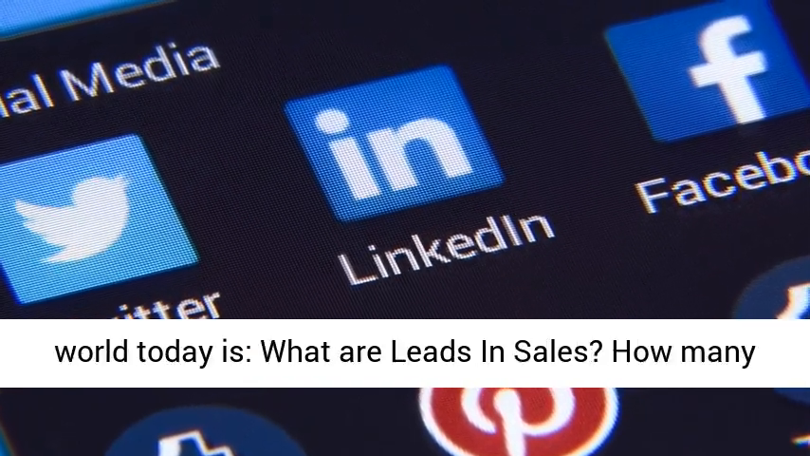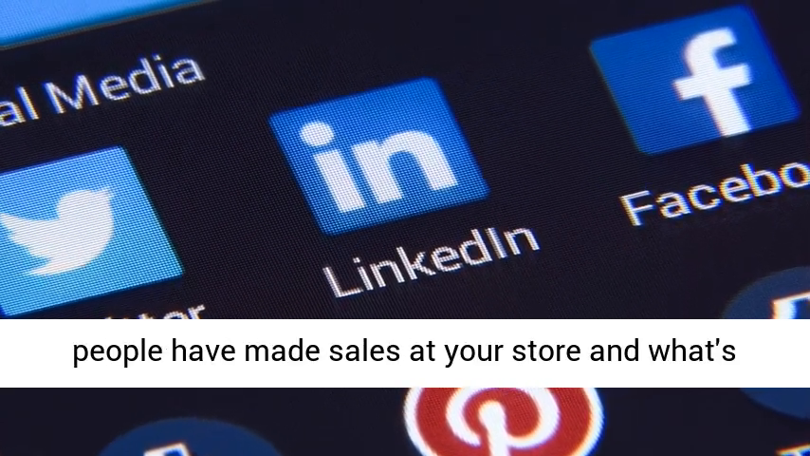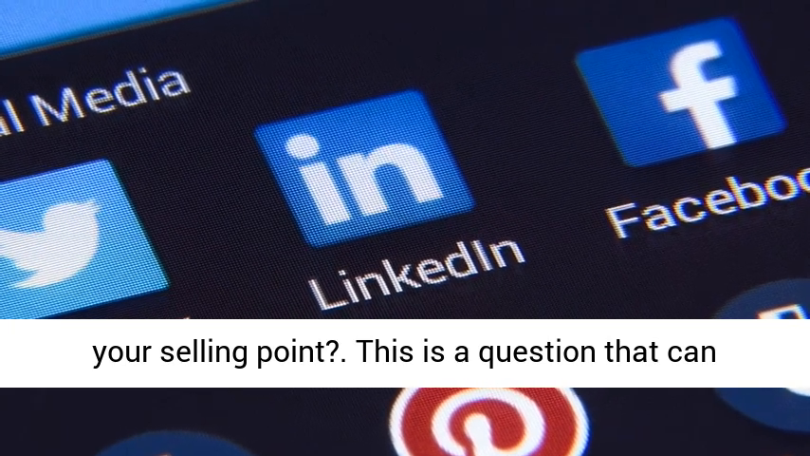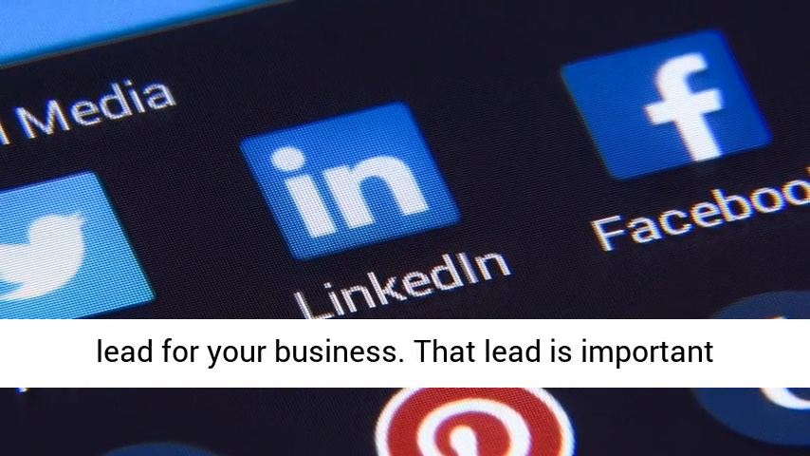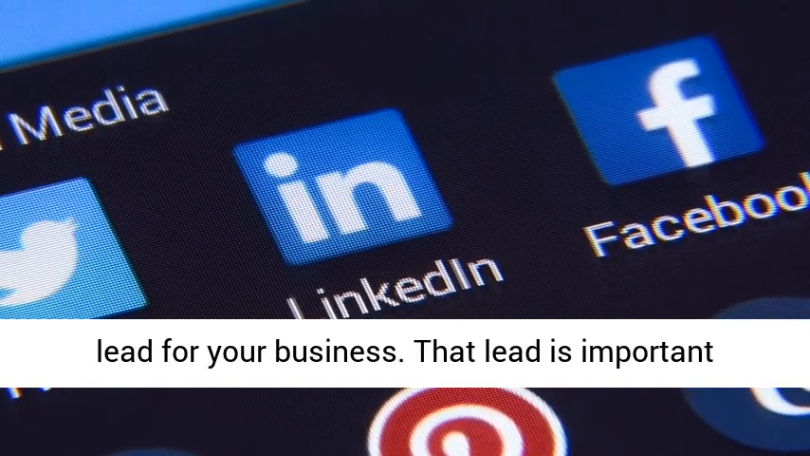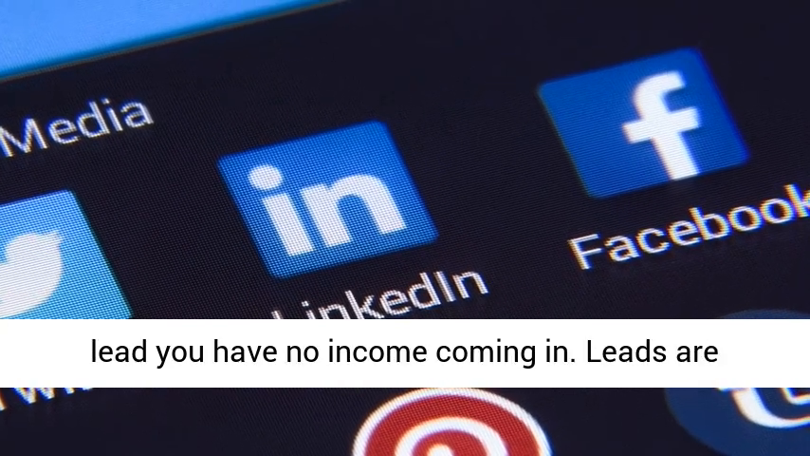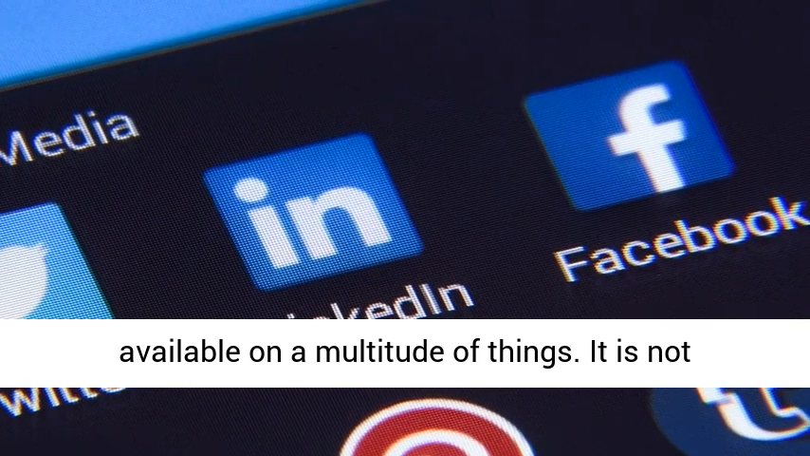What are leads and sales? The most important question of all in the business world today is, what are leads and sales? How many people have made sales at your store, and what's your selling point? This is a question that can never be answered until you have obtained a sales lead for your business. That lead is important because it is your key to success. Without this lead, you have no income coming in.